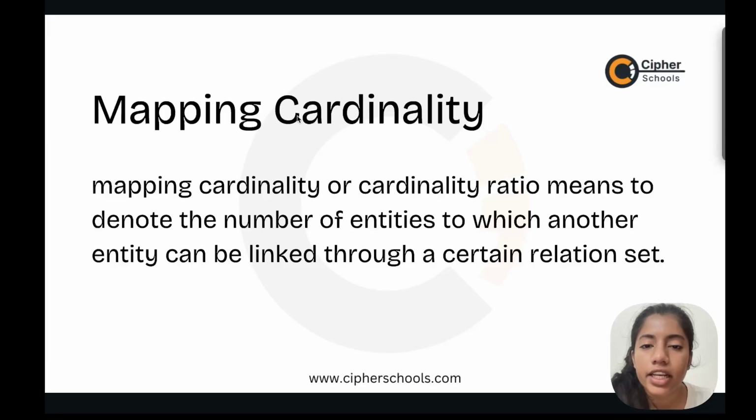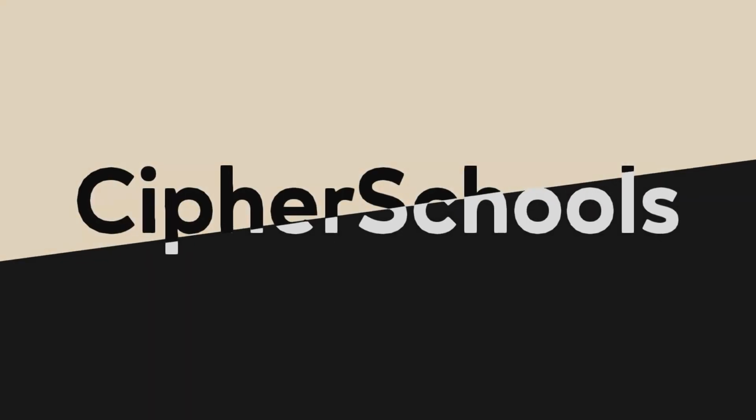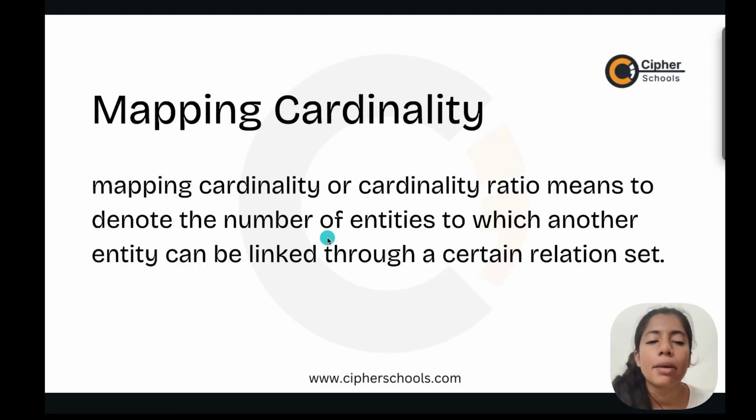But for any entity to be a part of a relation, there are some constraints which need to be fulfilled. We call them relationship constraints. And in this video, let us discuss a few relationship constraints, and let's begin with mapping cardinality. Mapping cardinality means that from an entity, there is a particular number of objects which can be related or linked to the other entity.